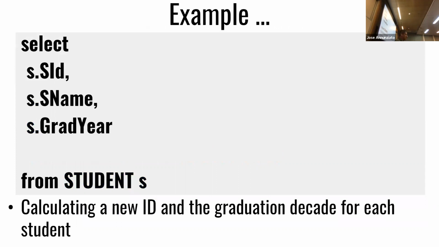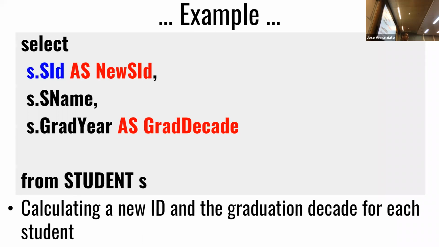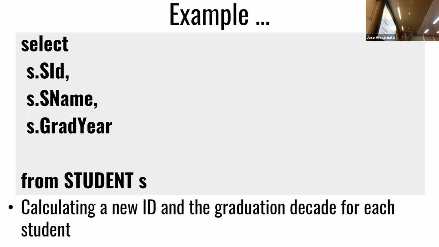Let's do another one. This is a little more involved. So here we're doing a projection and extracting just these 3 fields. So for instance, we are ignoring the major ID, right? So we're only extracting these 3 fields, and let's see what transformations we could do to the output. Just like that, in the output, you would have 3 columns: SID, SName, and graduating year.